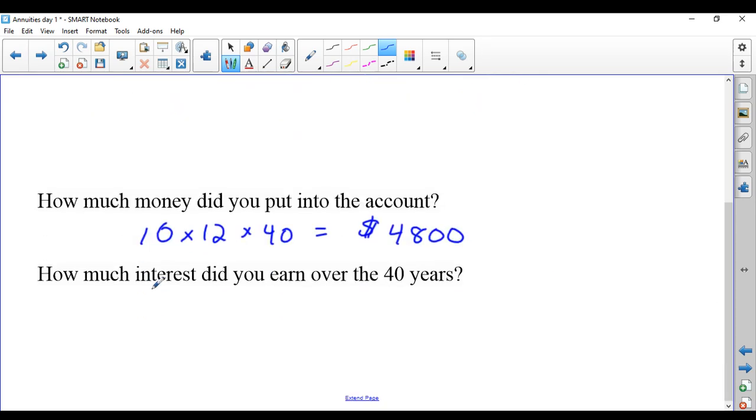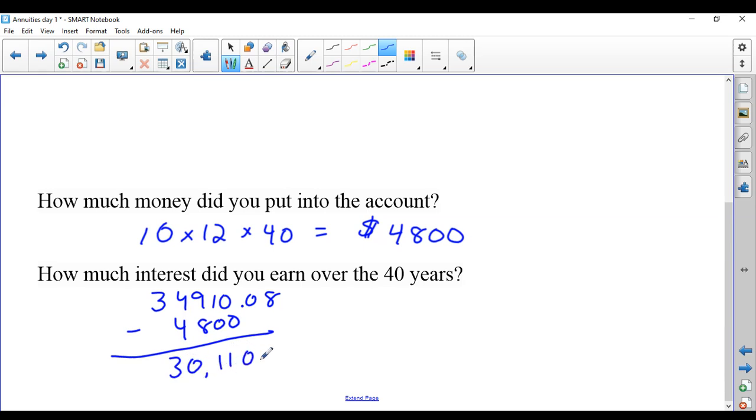So if we take our future value and subtract the amount that we deposited, what we end up with is $30,110.08 in interest. The moral of the story with these savings is the longer your money sits and earns interest, the more money you're going to earn in interest. And we can also compare what happens if we change rates, if we change the deposit amounts, and so on.